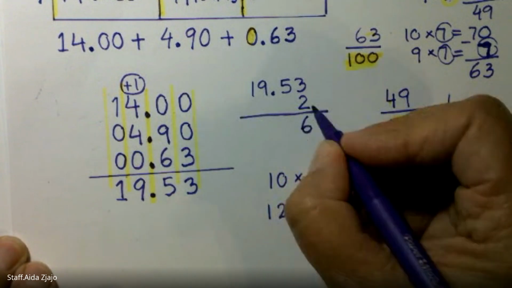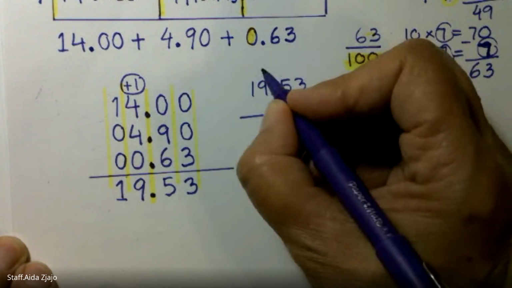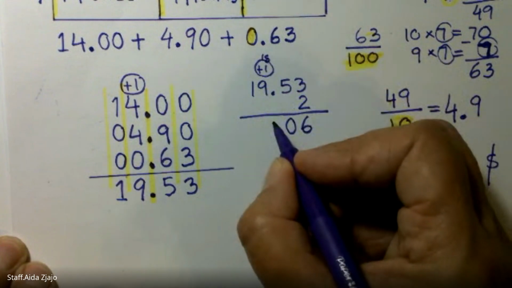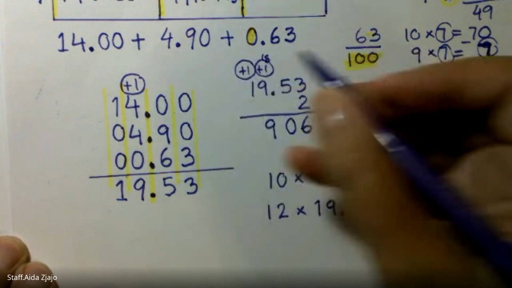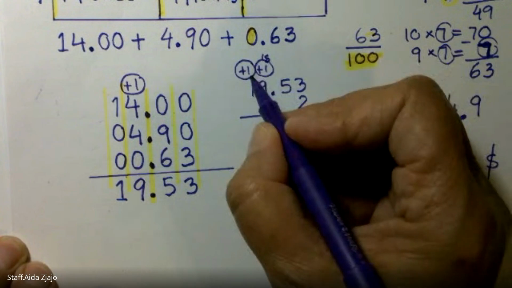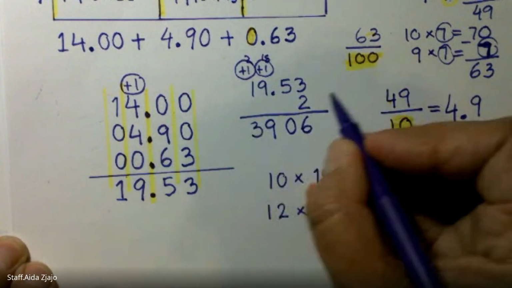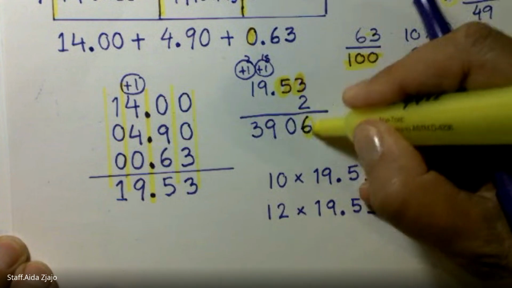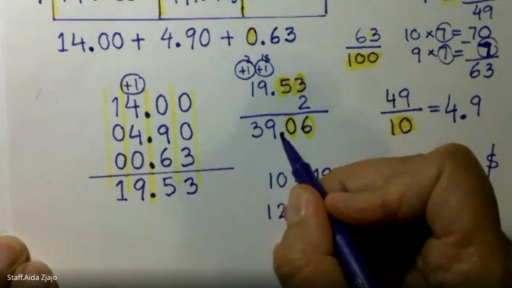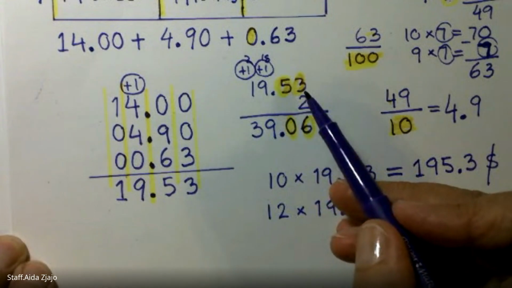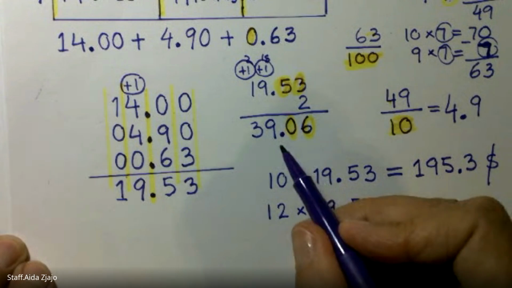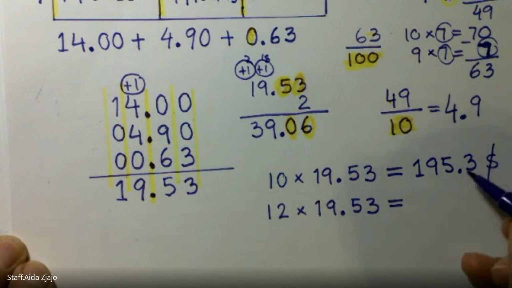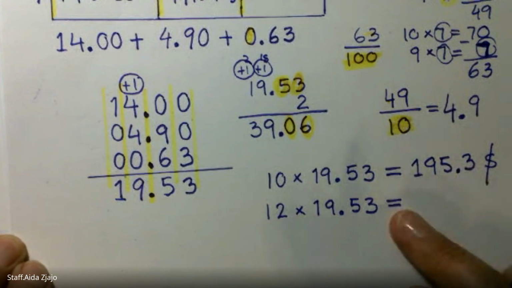2 times 3 is 6. 2 times 5 is 10. I remember 1. 2 times 9 is 18, plus 1 is 19. I remember 1. And 1 times 2 is 2, plus 1 is 3. So now my problem has hundredths factor. So 2 groups of 19 and 53 cents is 39 wholes and 6 hundredths. So now I'm just going to add to this number, and I will have my answer.